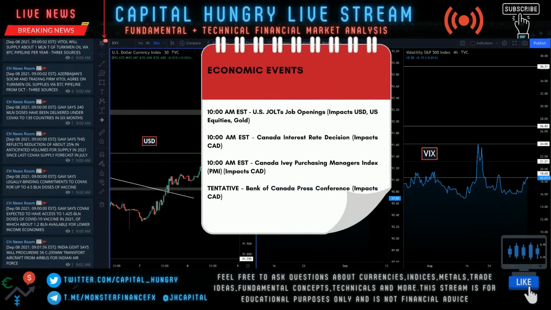Don't forget, these economic events are the reason why markets are fairly slow and weaker right now, because investors are waiting for these economic events, all at 10 a.m. Eastern. Canada's interest rate decision, then of course the JOLTS job openings, which is going to impact the US dollar as the focus has been on that data.